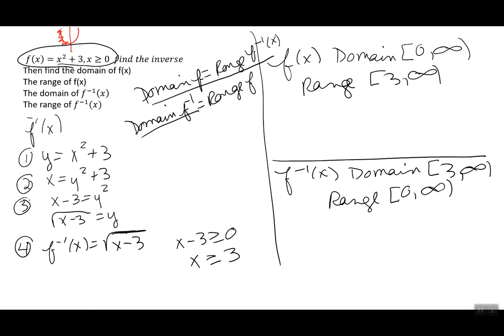This is exactly how I want to come at it. I don't want to have to think about range. Range is kind of usually the harder of the two, so if I can grab both of the answers from the domain, it's going to be a lot easier.